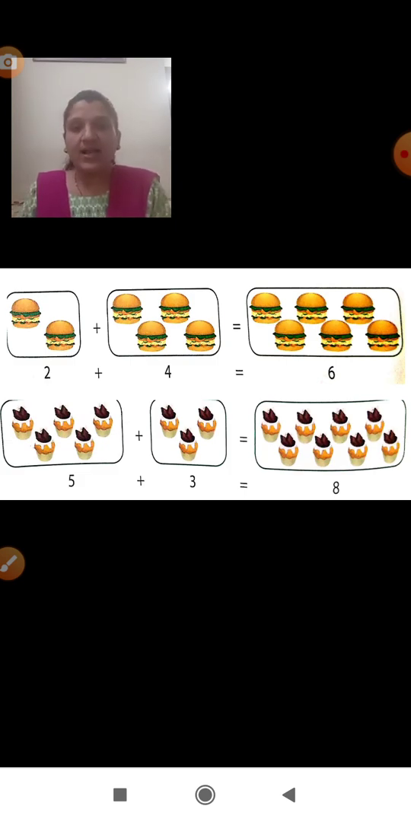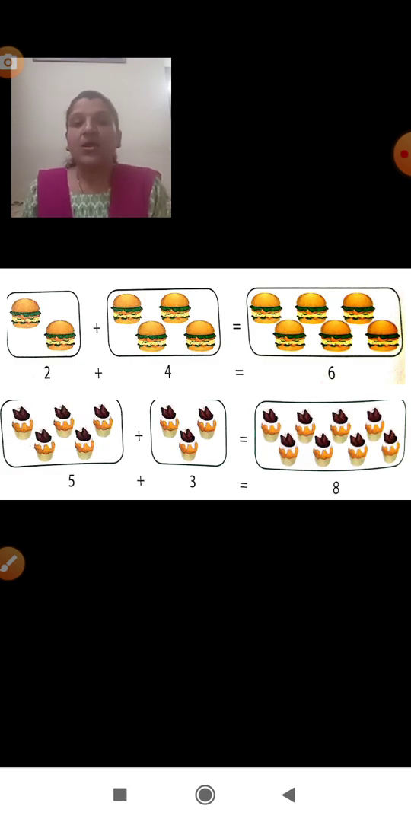Next example, we see cupcakes. How many cupcakes in the first box? 5 cupcakes. How many cupcakes in the second box? 3 cupcakes. Now we will put them together in the third box and let's count them. 1, 2, 3, 4, 5, 6, 7, 8.